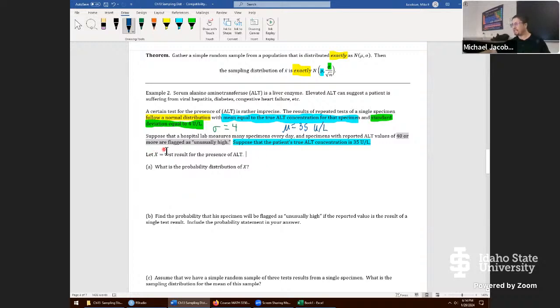Finally, it says, let X be the test result for the presence of ALT. So X is not going to be the true ALT of the patient. It's just going to be the measurement after running it through the test, all the diagnostic equipment.